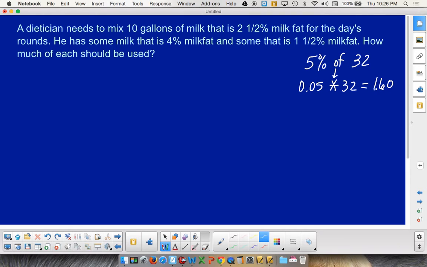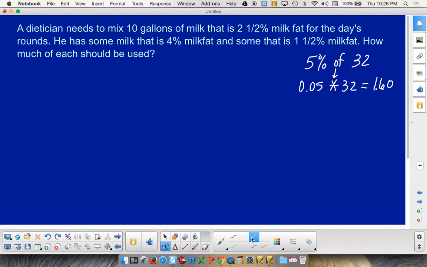Okay, in this case, what are the 2 things that you don't know? This is really, really, really important. You must define what your variables represent. People always skip this step and then they confuse themselves in their own problem because they don't know what they're trying to find. What is it we don't know? It says how much of each kind of milk should we use?